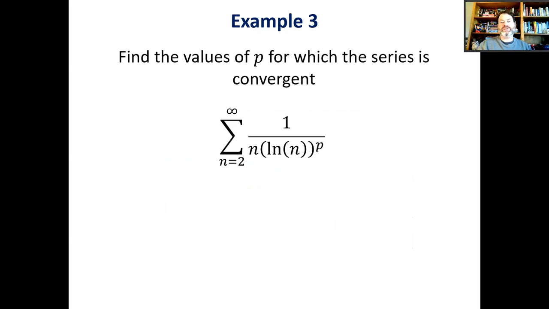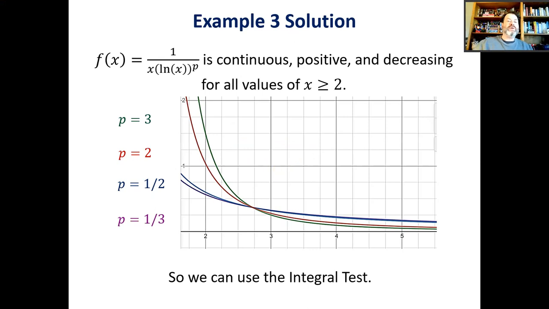Find the values of p for which this series is convergent. Here I'm starting at 2, because if n is 1, then we get division by 0. So I made a graph of different values of p, just to see what it looks like. I tried 4 values of p. It was continuous, positive, decreasing for all the p values I tried, and also starting at x equals 2 and above. There's actually a vertical asymptote at x equals 1, so I didn't start there. So it looks like it satisfies the integral test. So let's use the integral test.